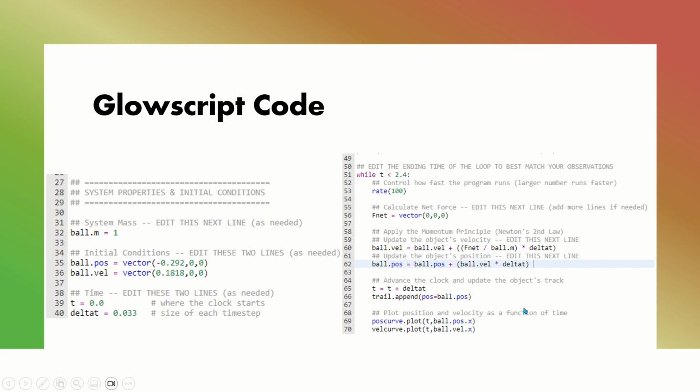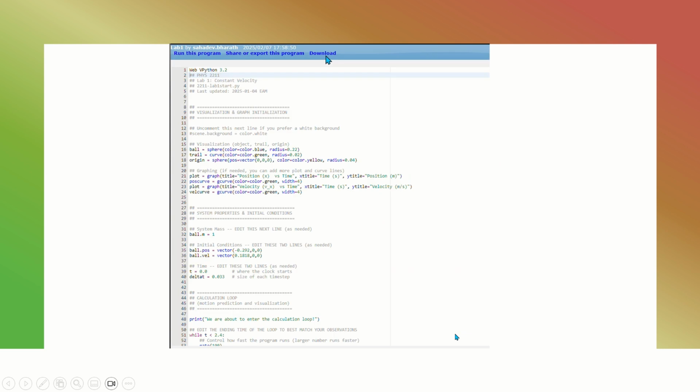If we go to our GlowScript code, we have our mass, we have our position and velocity, which I updated as follows compared to my code and the tracker. We also have delta t, which I also extracted from tracker. Then if we go to our actual loop, we have while t less than 2.4. 2.4 is the final time in the actual tracker. Then, as you can see, F net is 0 because there's no force acting on the object. We have our velocity and position update formulas, and we have our plotting.